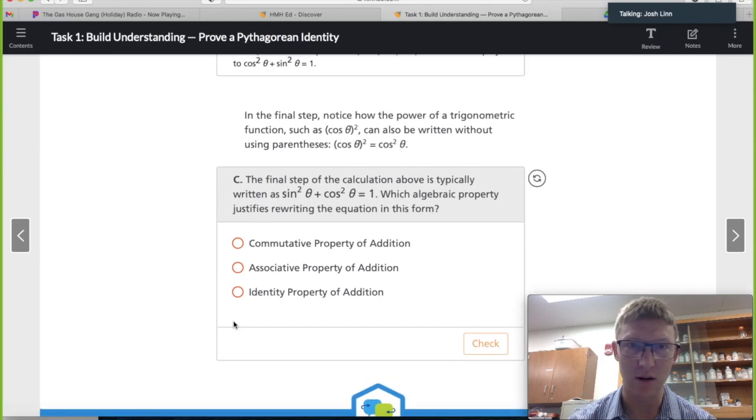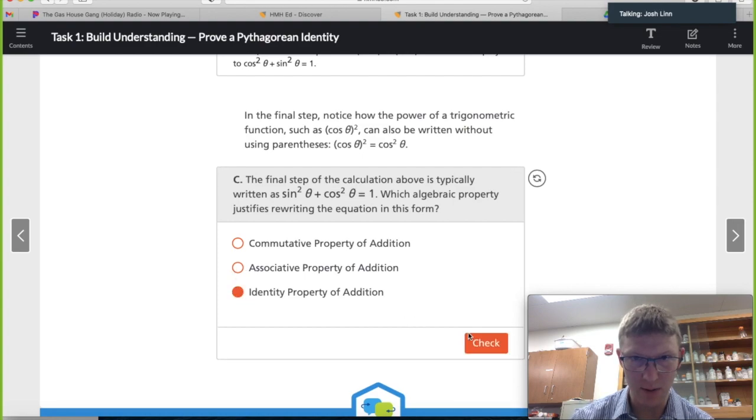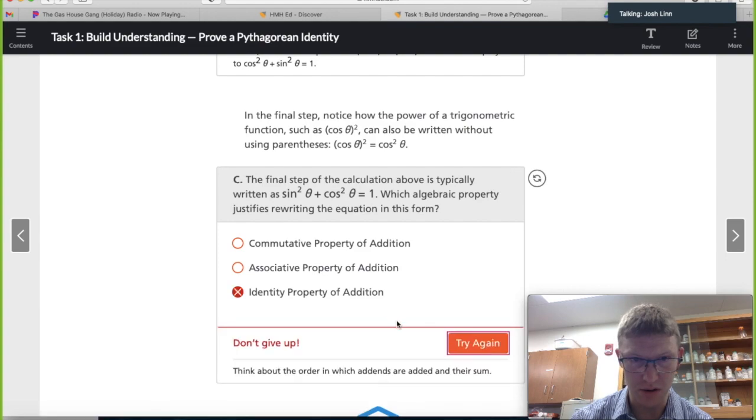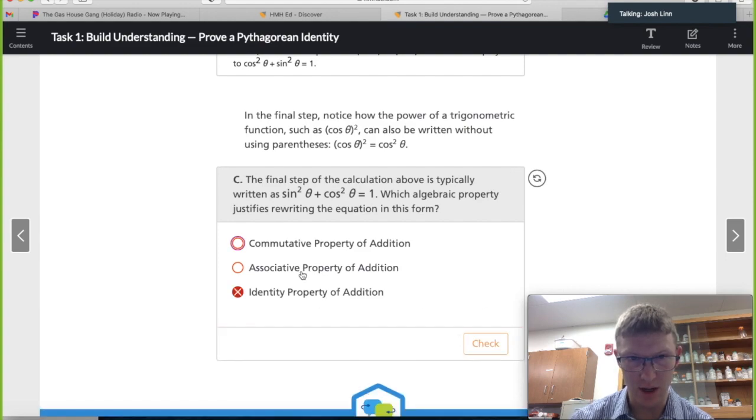And the final step of the calculation above is typically written as sine squared plus cosine squared, which algebraic property justifies rewriting the equation in this form? Identity property of addition? Sure, why not? Nope. Try again.